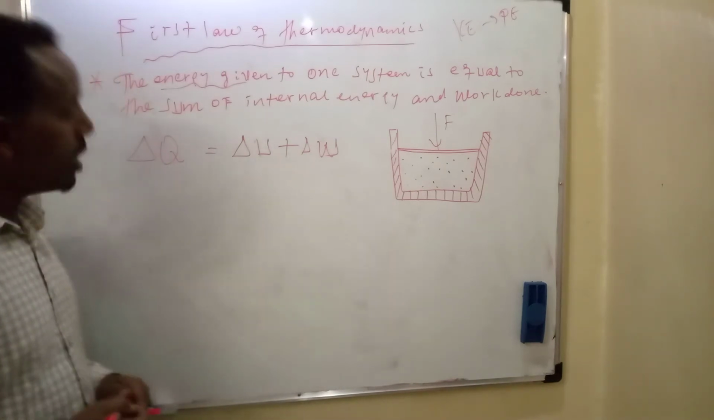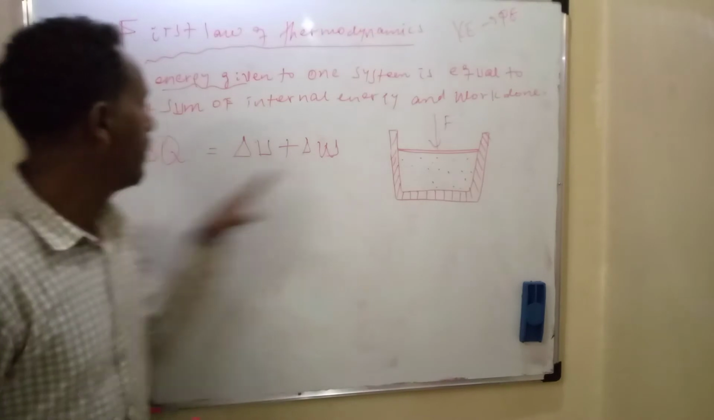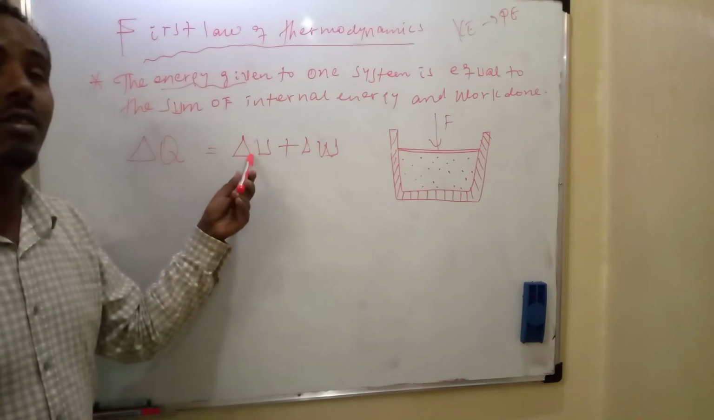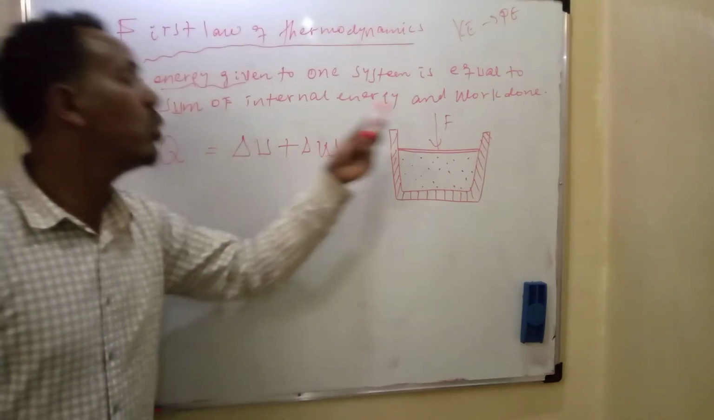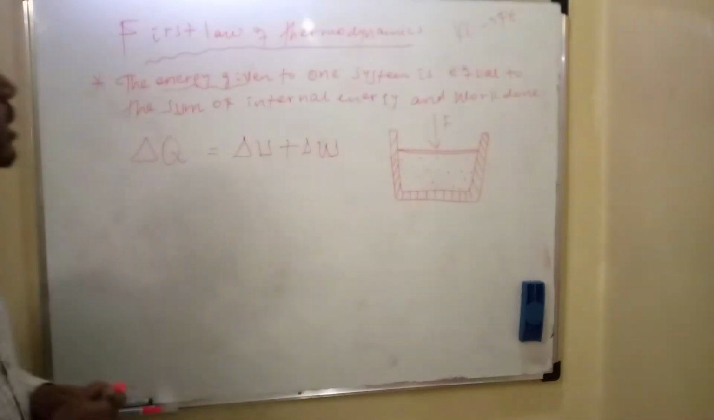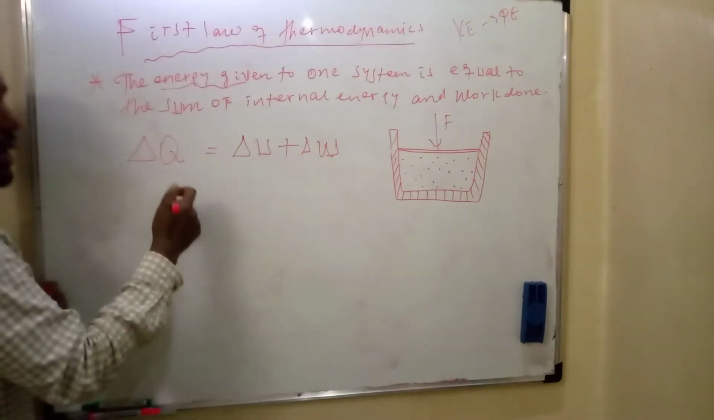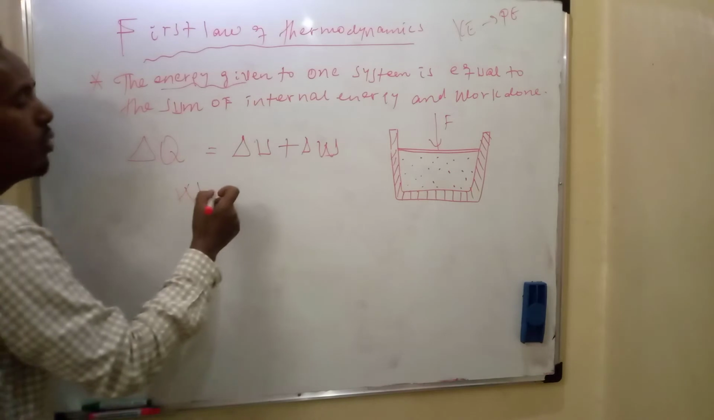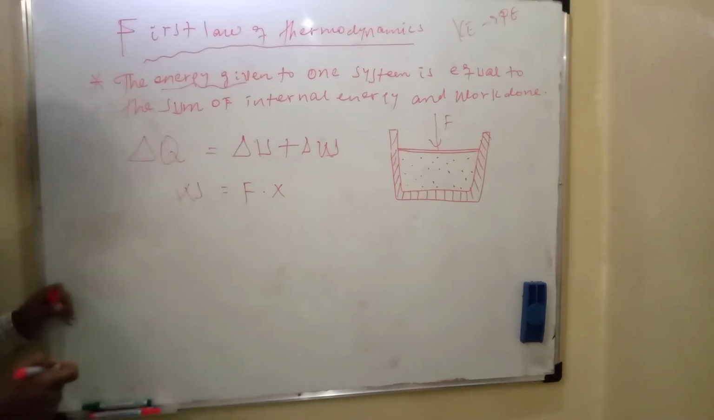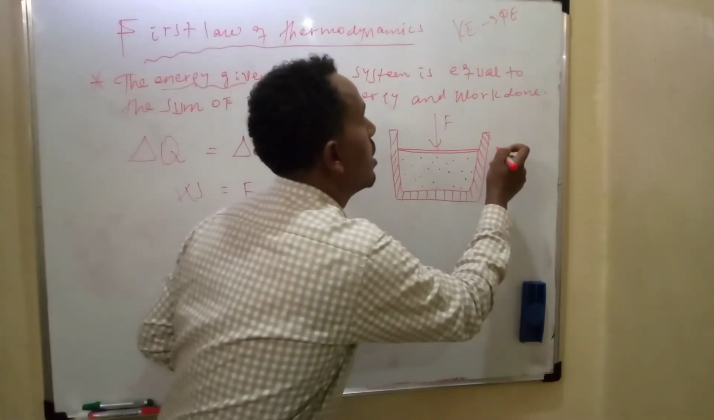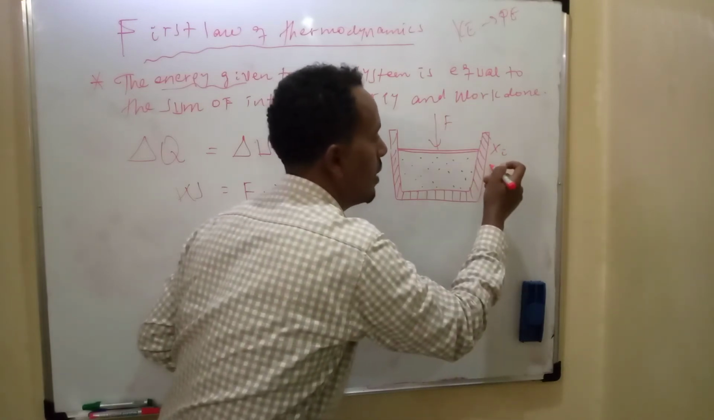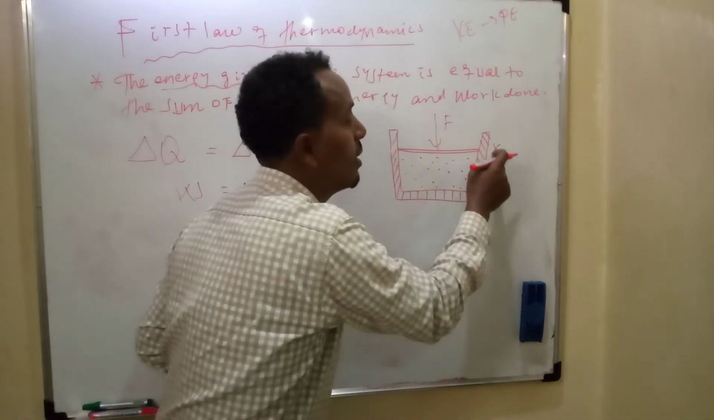Therefore, the heat flow to this system, symbolized by delta Q, equals the total internal energy change of the system, delta U, plus the work done on the system or by the system, delta W. From here, you know that mechanical work done equals force times displacement. Let's say displacement is X. If the piston is pushed down by a force F, let's say the final position of the piston is X. Xi is the initial position here.